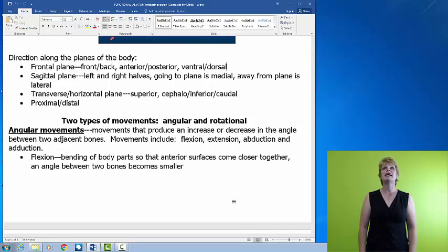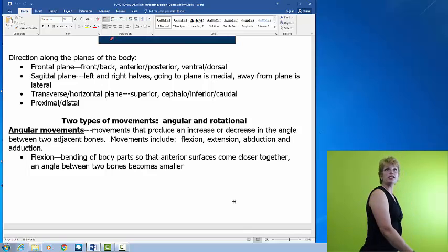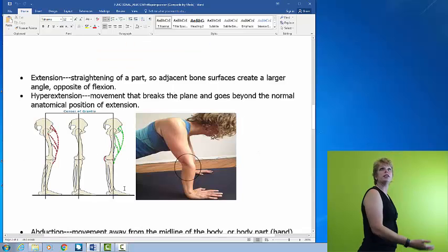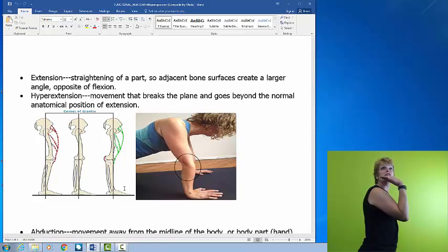Flexion of the body would be bending so that the body parts come closer together. In other words, with the humerus, the radius, and the ulna, there would be a decrease in angle and they'd be closer to one another, as you see here. Extension would be the straightening of a part so that the adjacent bone surfaces create a larger angle. It's the opposite of flexion. So the distance between the humerus, the radius, and the ulna that we just discussed would become greater.